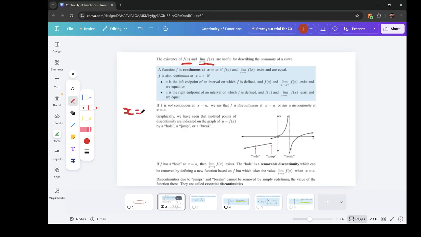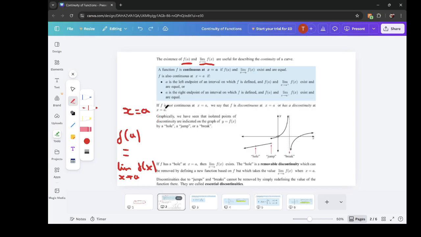So you have your point x equals a. If you want to find out if this is continuous and you don't have a graph, plug a into your f of x function, and the limit as x approaches a of f of x must exist, and both of these must be equal. So for x equals a to be continuous, f of a has to be equal to the limit as x approaches a of f of x. These two have to exist. That is the requirement for x equals a to be continuous.